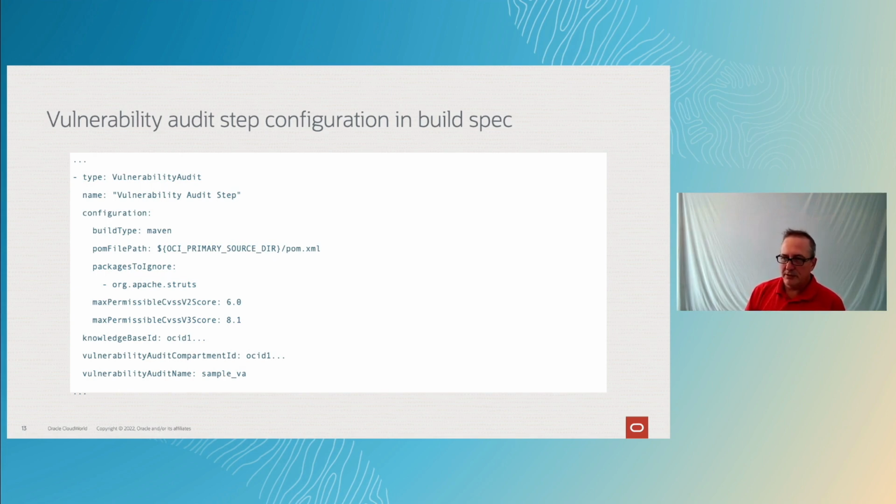Maybe in this example here, the Apache Struts has too many vulnerabilities and I know I'm not exposed to them, so I don't want to fail at this point. So I can add that to my list. But then I look at the V2 and the V3 scores from NVD, and I can basically set a threshold. What this one says is any vulnerability with a V2 score of 6 or less, or a V3 score of 8.1 or less, I am okay. Those are permissible, and the build should continue. If they exceed that, then the build would fail.